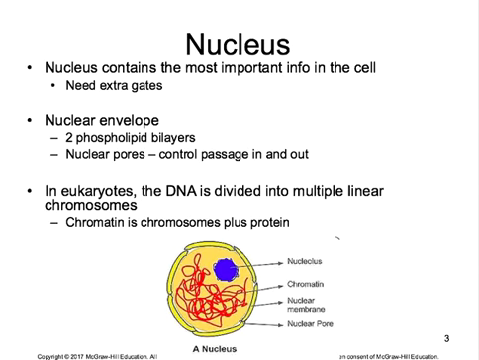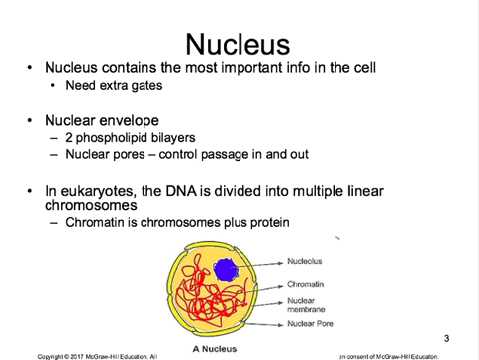The nucleus contains the most important info in the cell, and so it needs extra gates. That's how I like to think of it. And so what it does is it contains a nuclear envelope, which is literally its own membrane. So it has a 2-phospholipid bilayer or membrane, and also has nuclear pores. And I think of the nuclear pores kind of as like doors in and out of the nucleus, and not just anything can get past these doors. It's like you need a security clearance or a special badge to get in and out of the nucleus.